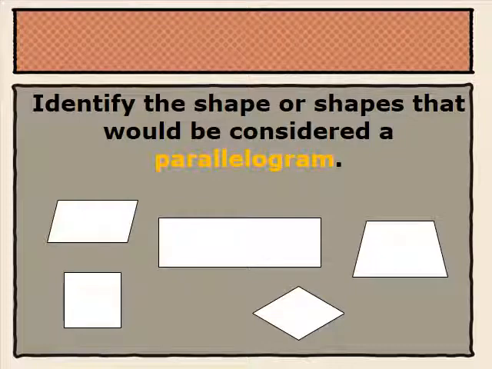Now take a moment to identify the shape or shapes that would be considered a parallelogram. These four would be considered parallelograms. We know this because they each have four sides and they have two pairs of parallel lines.